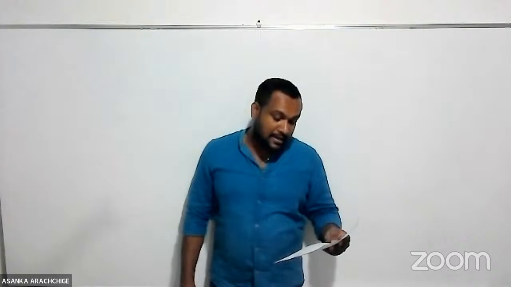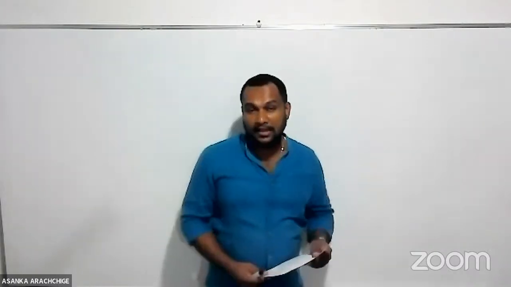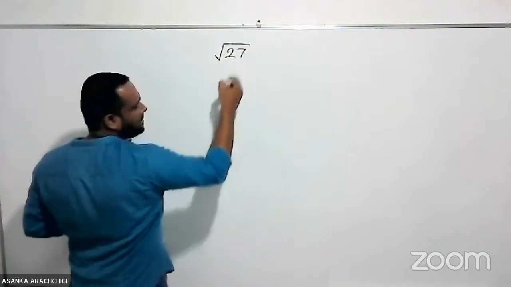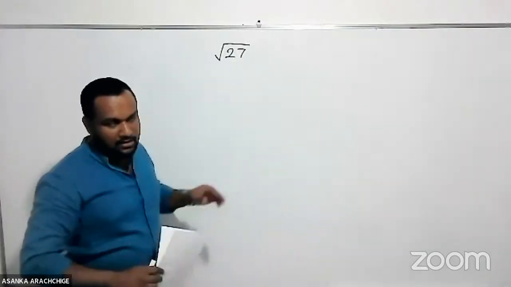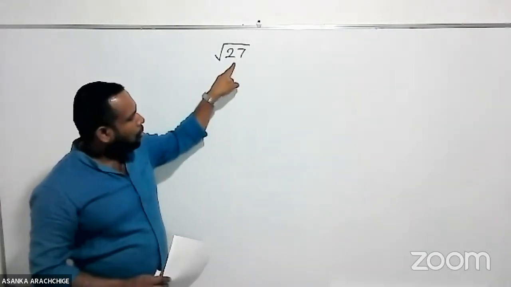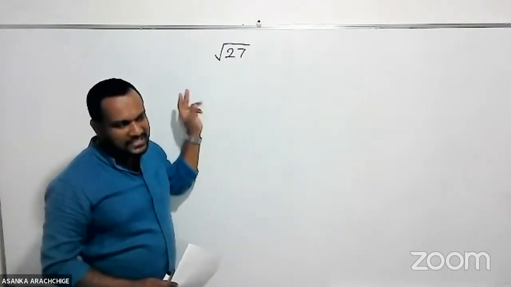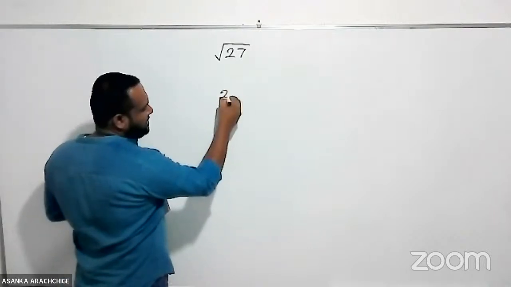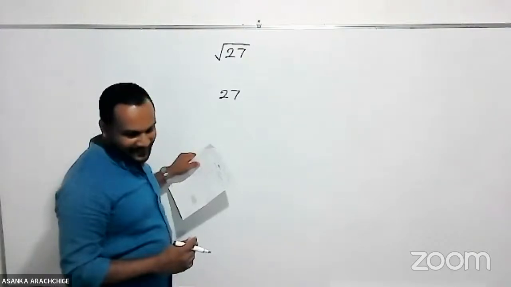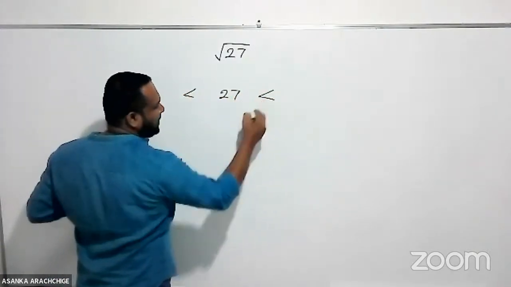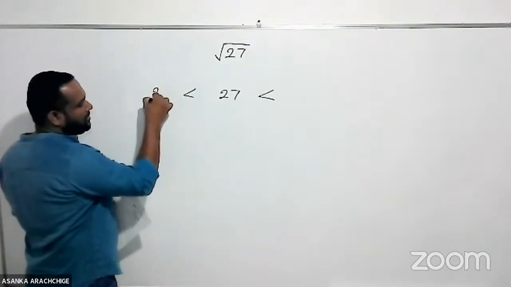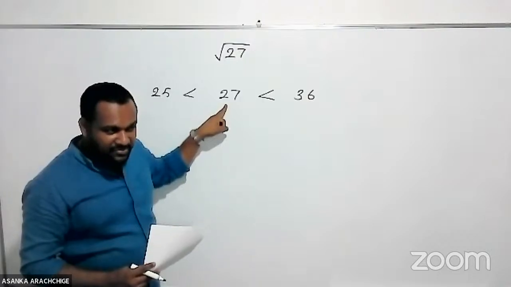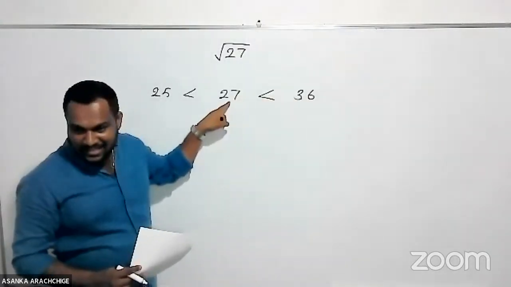Between which two whole numbers does square root of 27 lie? Square root of 27. Now we have to find the two whole numbers which are located on either side of this number. The two closest whole numbers on either side of this number. When we take the number without the square root sign, you know that 27 lies between 25 and 36. These are the nearest perfect squares on either side of this number.